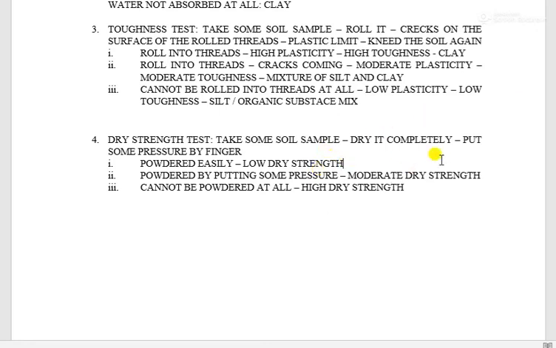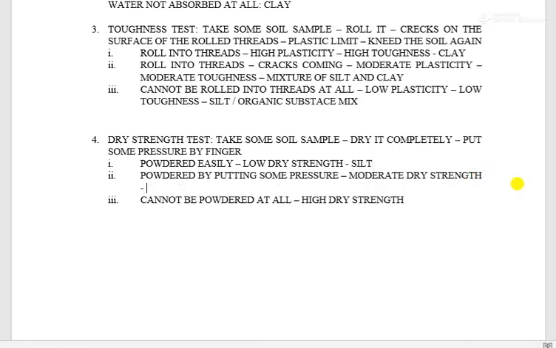Now, if the soil is of low dry strength, then the soil may be classified as silt. If the soil has moderate dry strength, then it may be classified as a mixture of silt and clay. If the dried soil cannot be powdered at all, then the soil may be classified as pure clay. Okay.